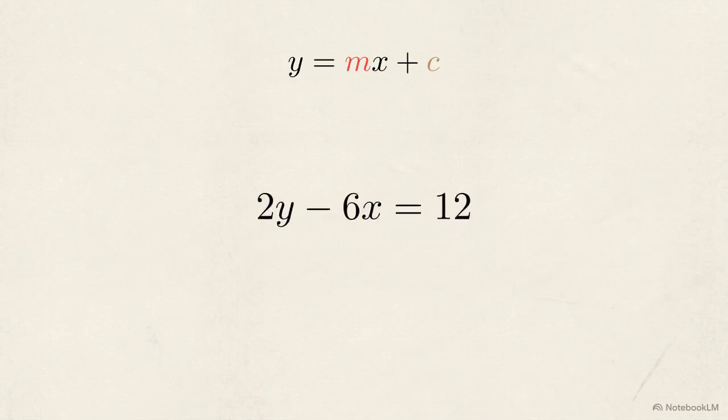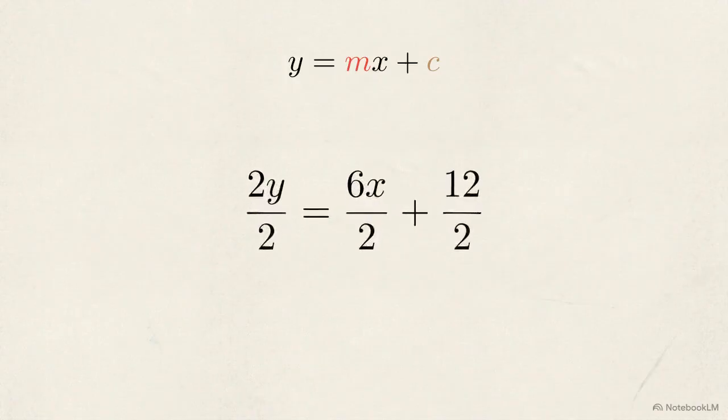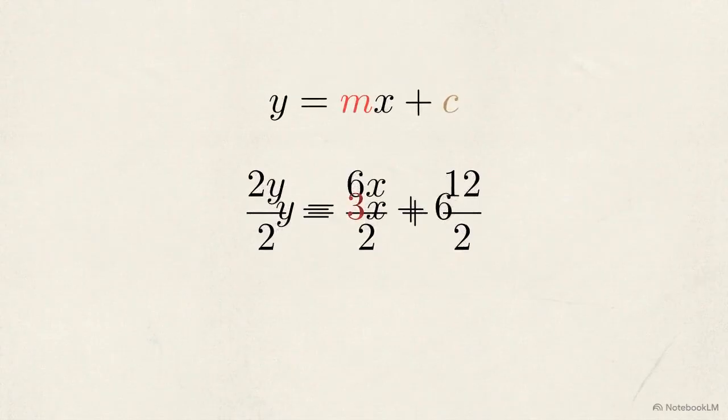To find the true gradient, we have to isolate y. First, we move the 6x to the right side of the equal sign. Then, we divide the entire equation by 2. We are left with y equals 3x plus 6. The coefficient of x is our gradient, so in this case, the gradient is exactly 3.